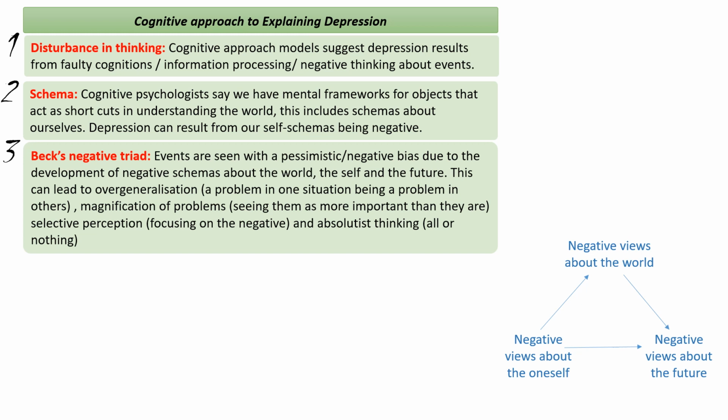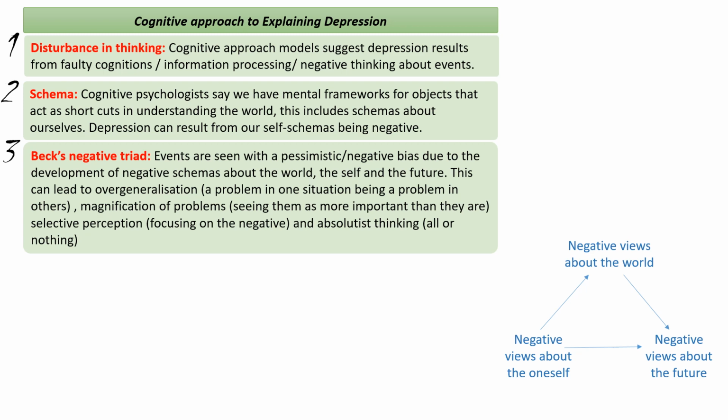And you can link this to absolutist thinking. So you said, well, my report isn't good unless every single subject on that report card gives me a positive review. So you might want to think of examples of negative views about the world, negative views about the future, and negative views about oneself that there could be.